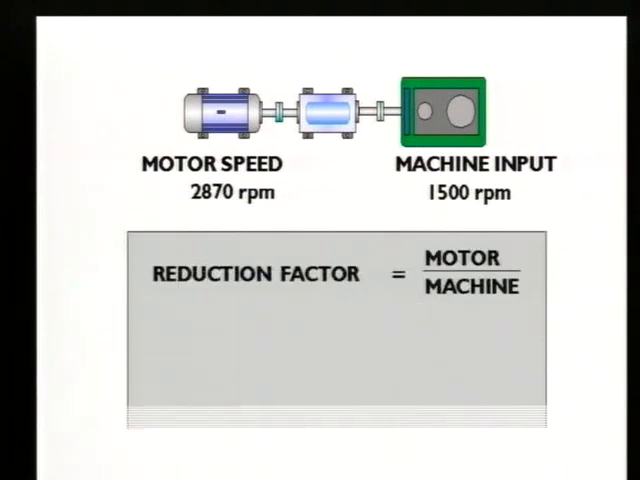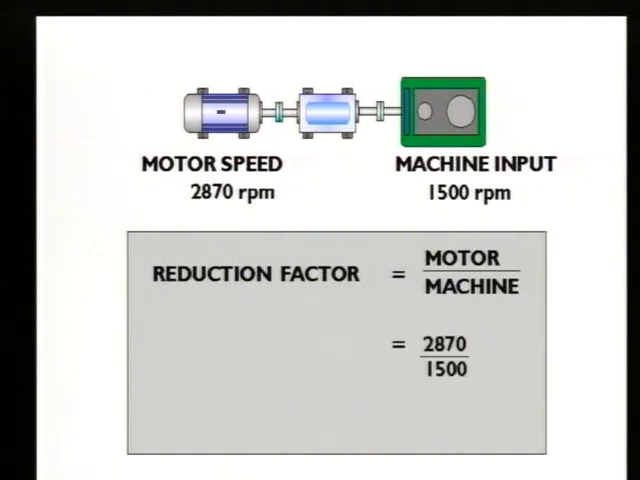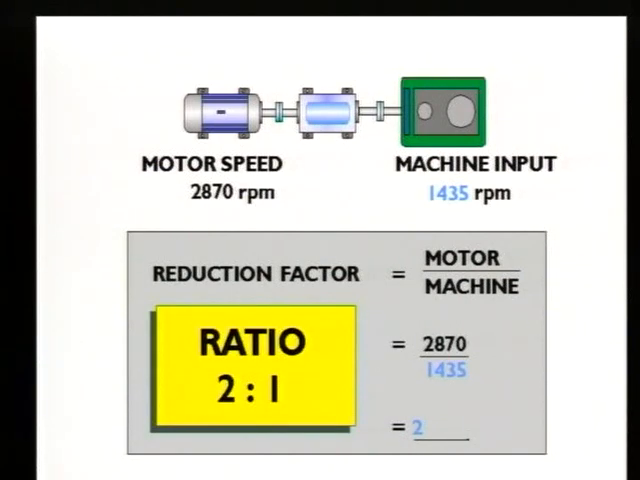Well, we simply divide the motor speed, 2,870, by the maximum desired input speed, 1,500, to arrive at 1,913, the ideal reduction factor. In reality, it is more likely that a reduction factor of 2 would be used, resulting in an input shaft speed of 1,435 RPM. In practice, reduction factors are normally expressed in ratios, and, in our example, we would simply say that the reduction unit required for our drive must have a ratio of 2:1.